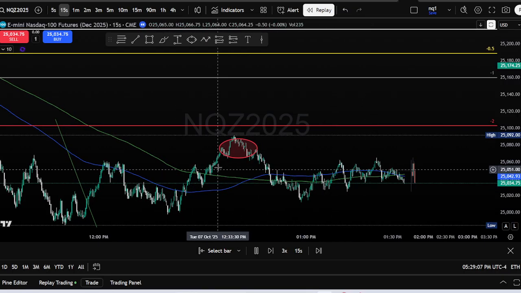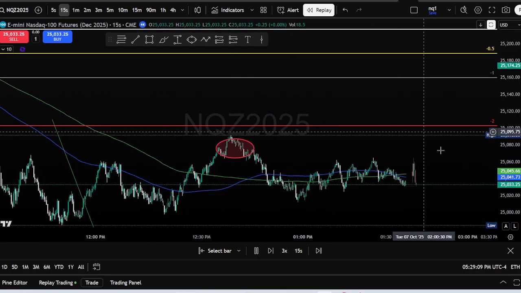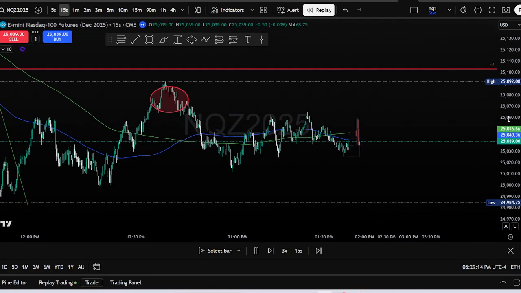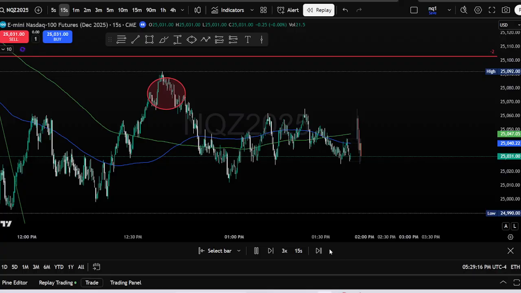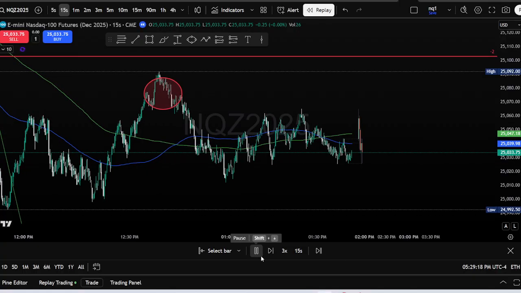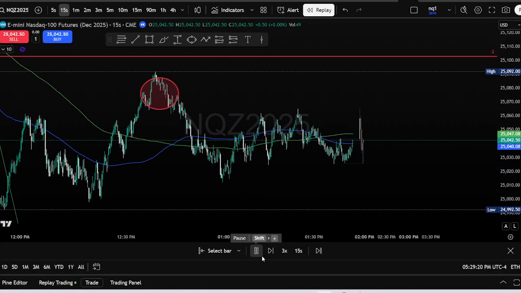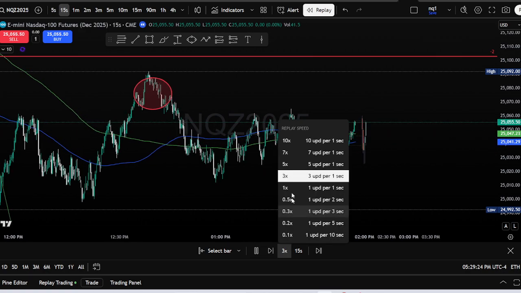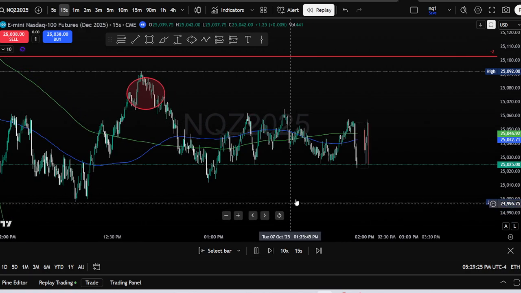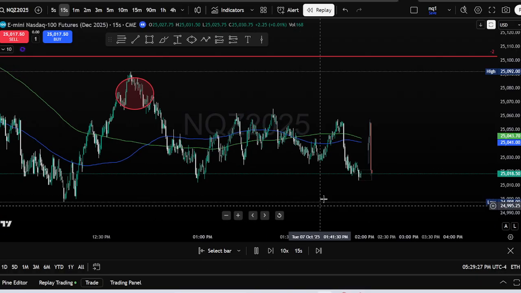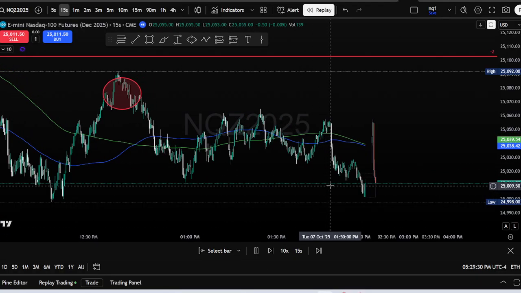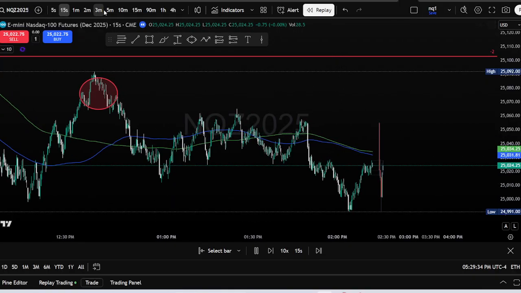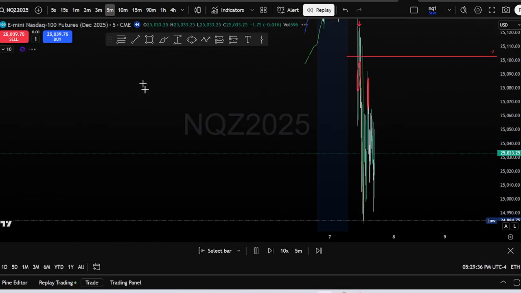So we're just basically consolidating here in the afternoon. It don't look like it's doing very much. I'm going to go ahead and go to the next day is what I'm going to do. See how fast we can do this. Might have to go up a time frame to get it to go a little faster.